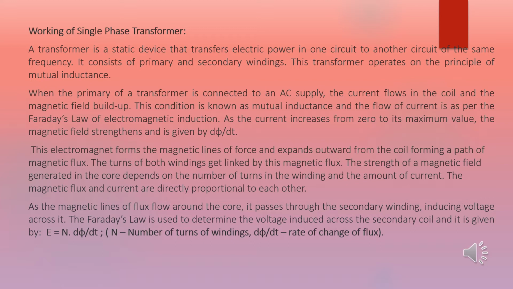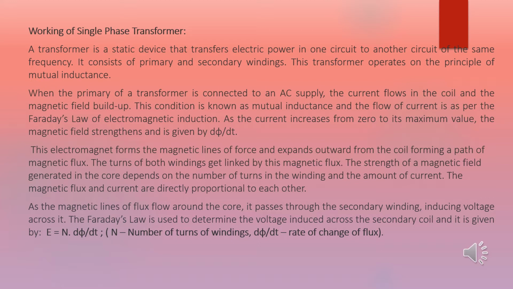When the primary of a transformer is connected to the AC supply, it generates a flux. How is this flux generated? When the current flows in the coil, a magnetic field is built up. This magnetic field is responsible for generating flux lines through the core. This condition is called as inductance. The flow of current from the primary side to secondary side is according to Faraday's law of electromagnetic induction.